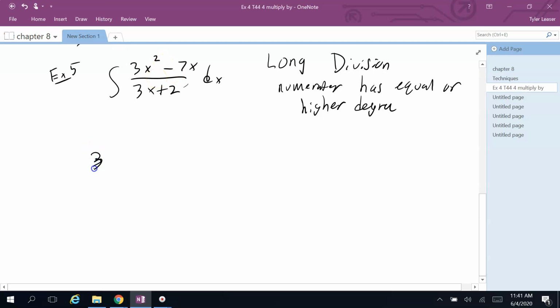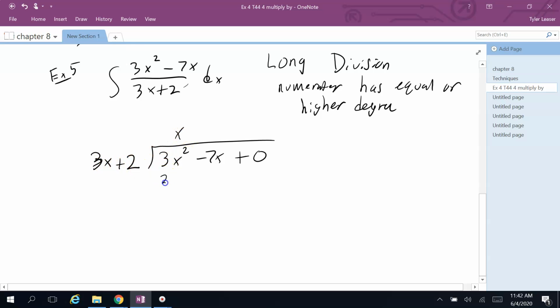That 3x plus 2, we're going to put out in front, and then we're going to divide that into 3x squared minus 7x. There's not a constant term here, so I'm going to add in what we call a ghost term, just to have a placeholder for the constant. Then you want to ask yourself, what do you have to multiply 3x by to get to 3x squared? It's just missing an x, so I'm going to throw it up top there. Then I'm going to multiply that x by the 3x plus 2.